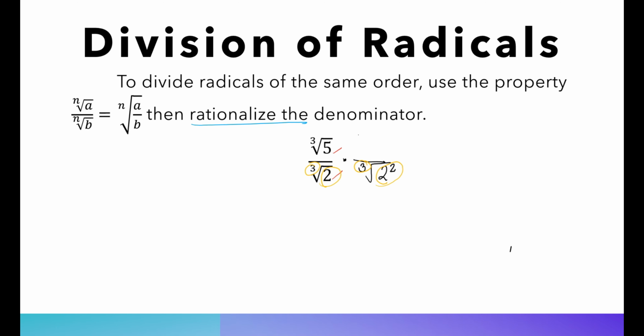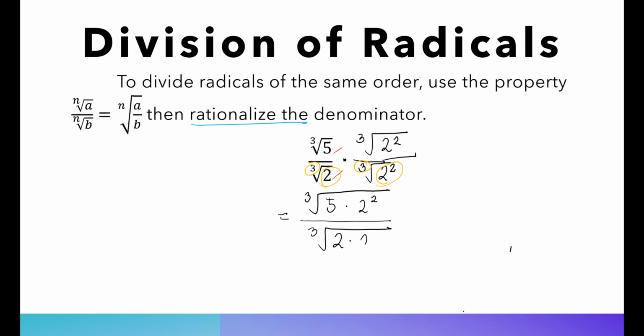And we also have to multiply it to the numerator. And then simplify. The numerator, since it has the same indices, can be multiplied. So that would be equal to the cube root of 5 times 2 squared. Same as in the denominator, which also has the same indices, would be equal to 2 times 2 squared.